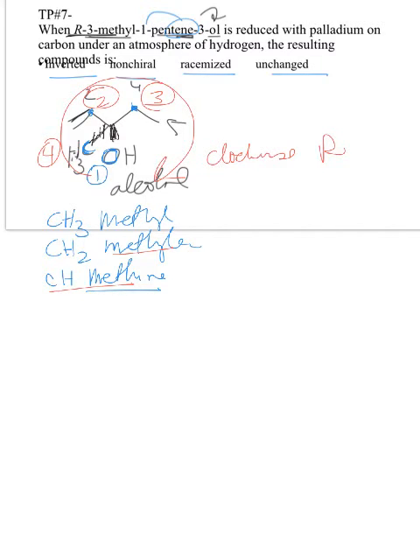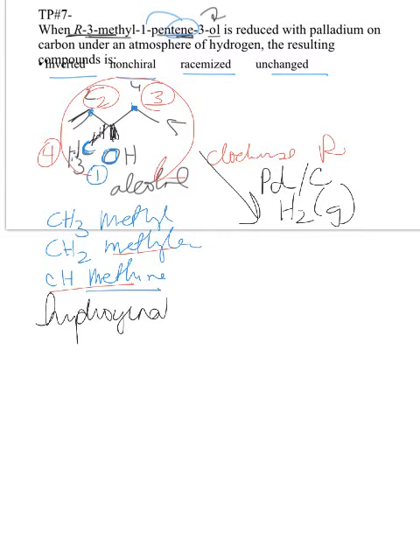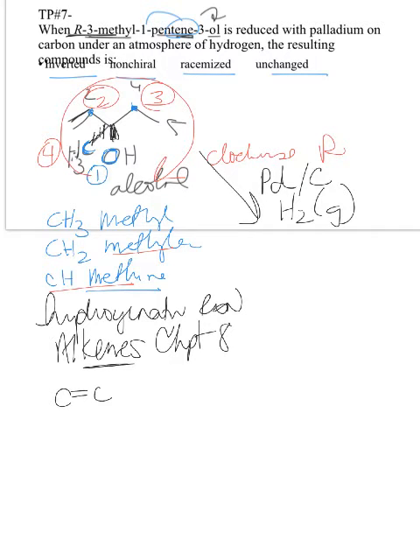It is reduced. So here we're talking about reduced with palladium on carbon under an atmosphere of hydrogen. So hydrogen gas. You've got to recognize what it's called. That's a hydrogenation reaction, and this is hydrogenation of alkenes. This is chapter 8, so this is review on chapter 8. So the hydrogen is going to add to what functional group? The alkene, the carbon-carbon double bond. And what does it do? It reduces it to an alkane.